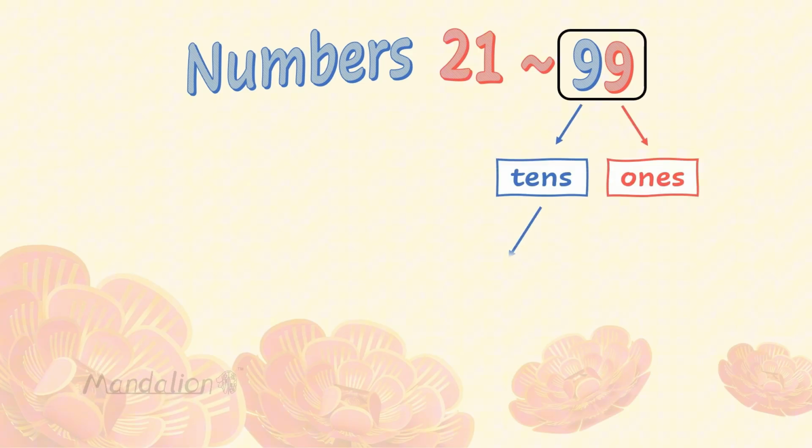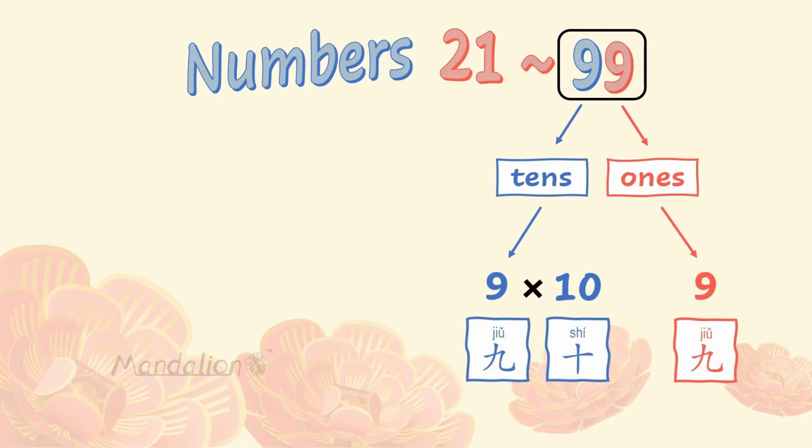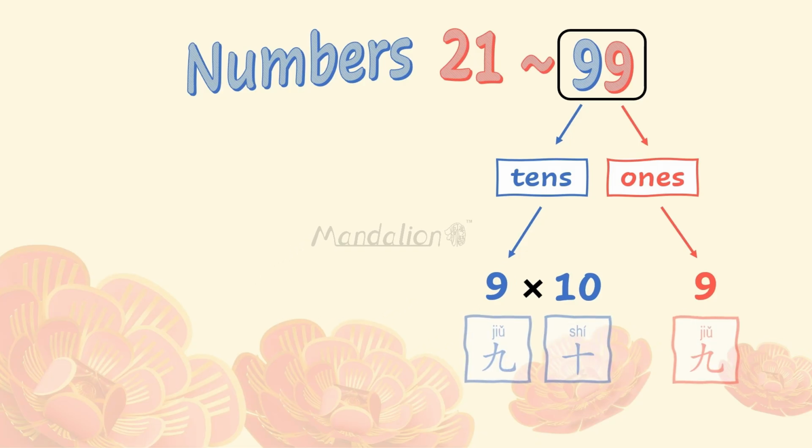Now let's take a look at 99. 99 is made up of 9 tens and 9 ones. 9 tens or 90 is 九十 and 9 is 九. Hence, 99 is 九十九.